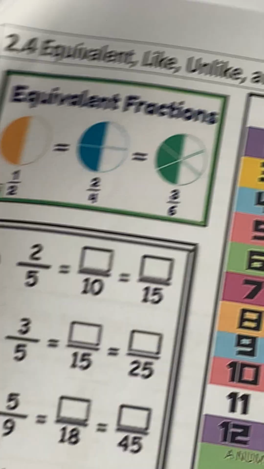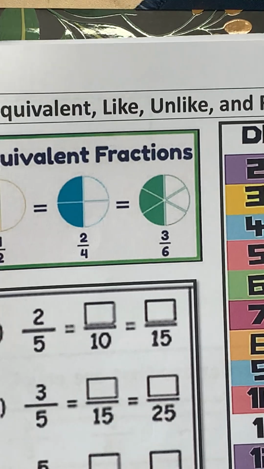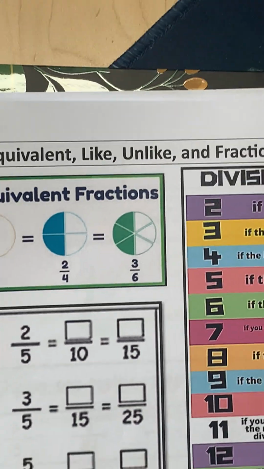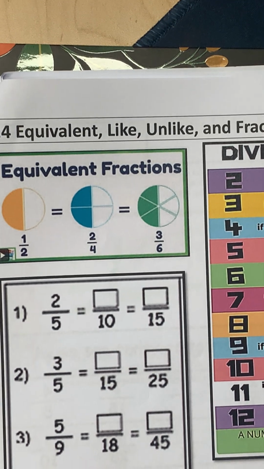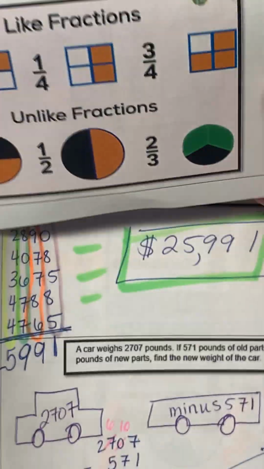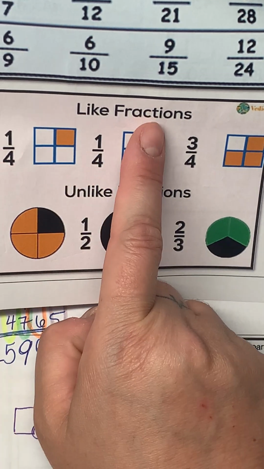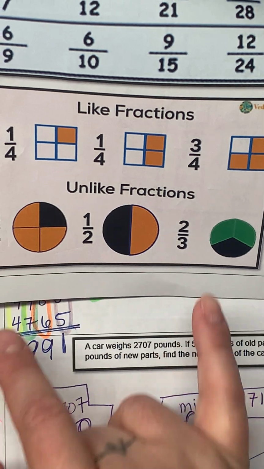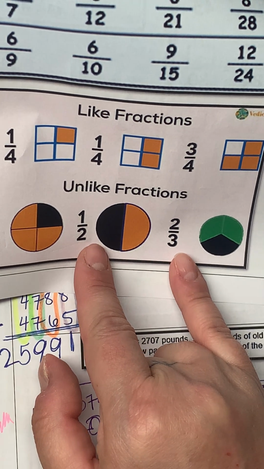Hey guys, this is 2.4. 2.4 uses the words like, unlike, and equivalent. Like and unlike are actually super simple. They're on the very back. Like fractions have the same denominator. Unlike fractions have different denominators.